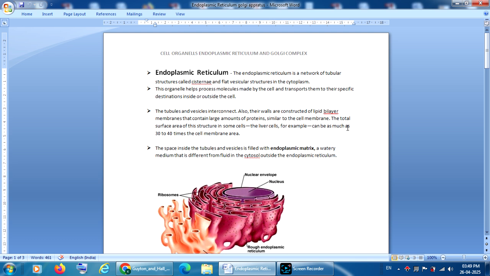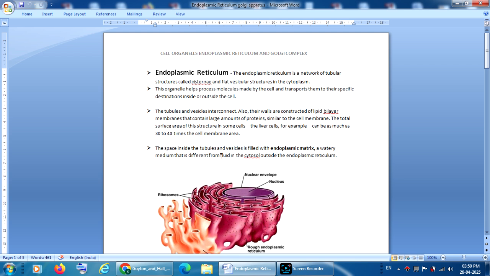Understand? The total surface area of the structure in some cells, for example the liver cells, can be as much as 30 to 40 times the cell membrane area. Here it is saying that the walls of the cisternae will be almost 30 to 40 times the area of the cell membrane. That much big is the endoplasmic reticulum present in the cytoplasm of the cell.